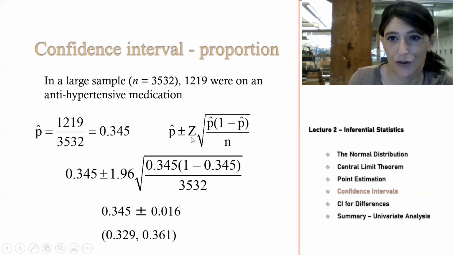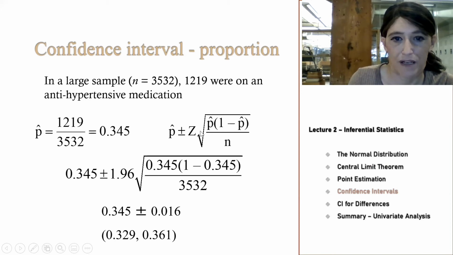So again, notice here that Z value. If we're calculating a 95% confidence interval, we're going to plug in 1.96 here, which we can look up from a table, but I will assure you that we're going to use the 1.96 for 95% confidence intervals.